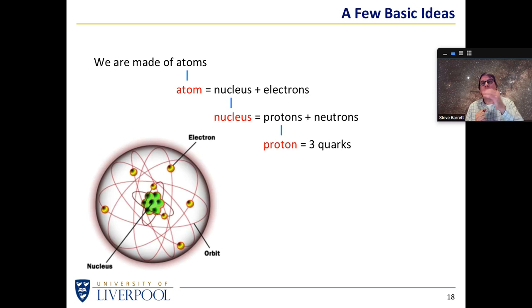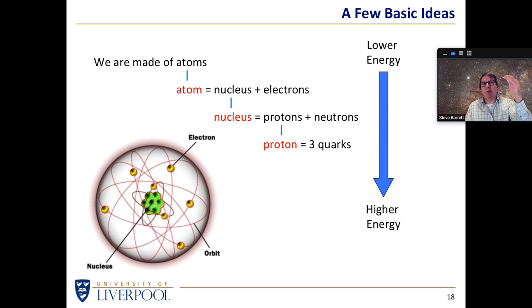And if we wanted to go from atoms to nuclei to protons to quarks, it takes more and more energy to take that particular object and rip it apart to reveal its internal structure. In other words, there's a sort of energy ladder here. The more energy we put in, the more we can rip this stuff apart.